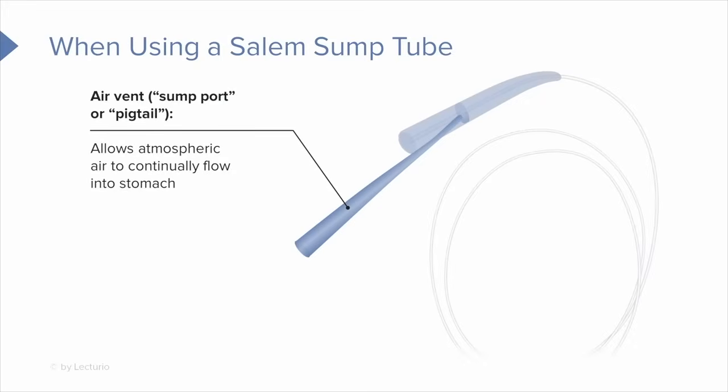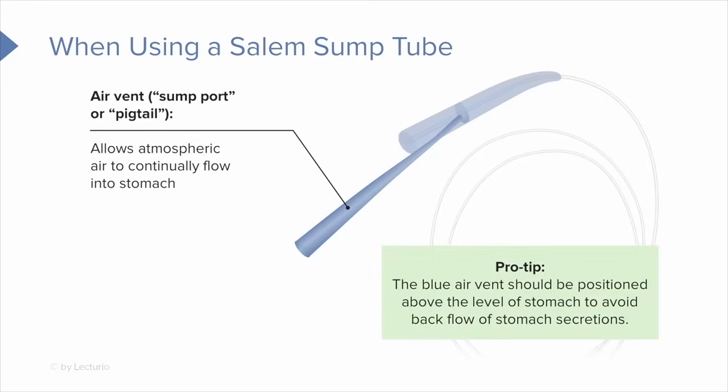When we're using a Salem sump tube, the smaller blue lumen serves as the air vent. We also call this an air vent or the pigtail. The air port allows for an inflow of atmospheric air, which prevents a vacuum if the NG adheres to the wall of the stomach. Now, when I said that we weren't going to do anything with the smaller blue air vent, what I mean is that we don't connect that air vent to suction or use it to flush liquids or put anything down that air vent.